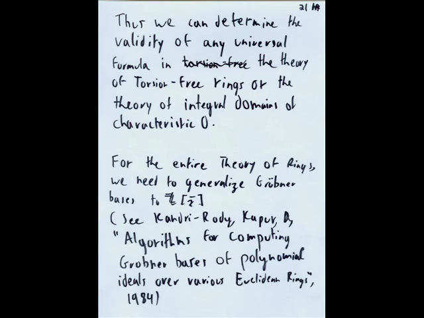So for the theory of rings, we need to generalize Gröbner bases to Z[x], and to do this, Harrison references Kandri-Rody and Kapur, the algorithms for computing Gröbner bases of polynomial ideals over various Euclidean rings. And it seems that this can be extended to the whole theory of rings.